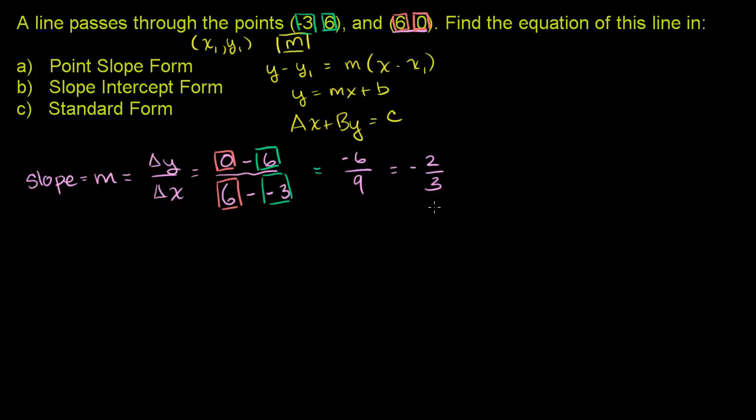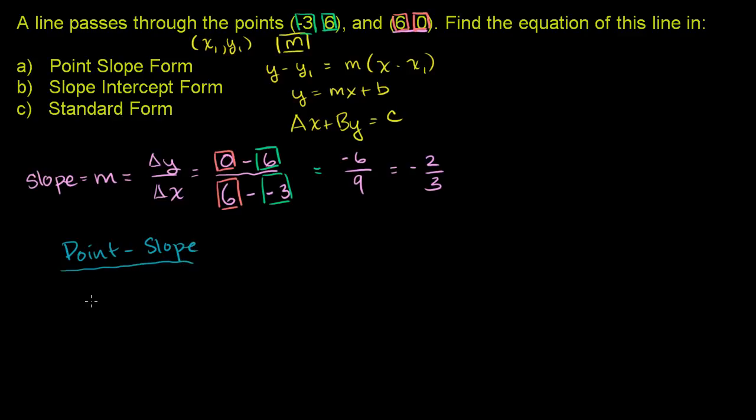So we're pretty much ready to use point slope form. We have a point. We could pick one of these points. I'll just go with the -3, 6. And we have our slope. So let's put it in point slope form. Point slope form.